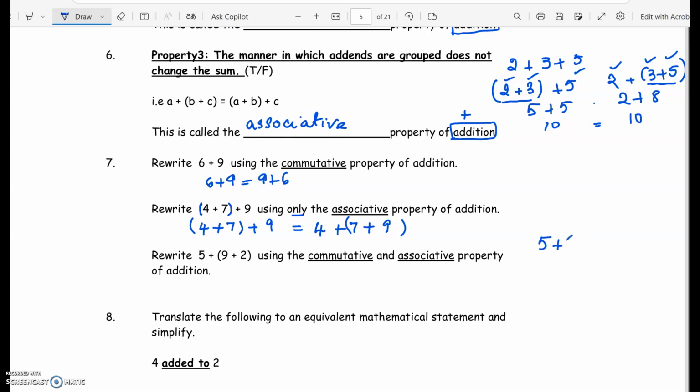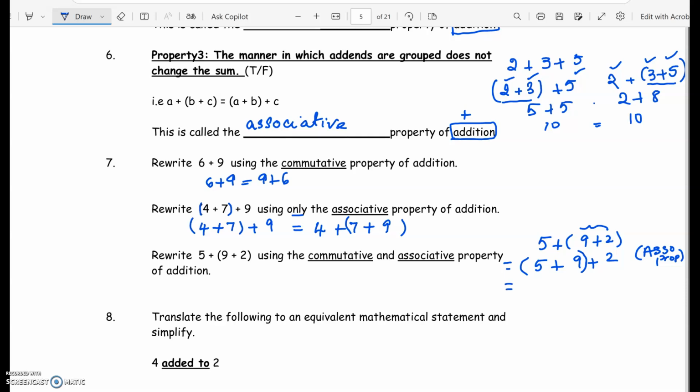So the next one is, we have 5 plus 9 plus 2. And we're going to use the commutative and associative property, both. So we're going to do this one after another. So let's use the associative property first. You could do anything. It really doesn't matter. So I'm going to write the numbers in the exact same order because I'm going to use the associative property. But instead of grouping 9 and 2 together, I'm going to put the parentheses around 5 and 9. The order has not changed. So this is the associative property.